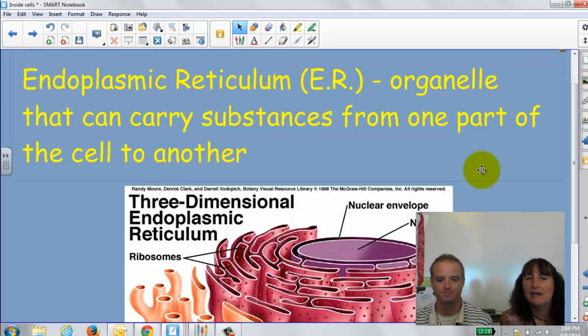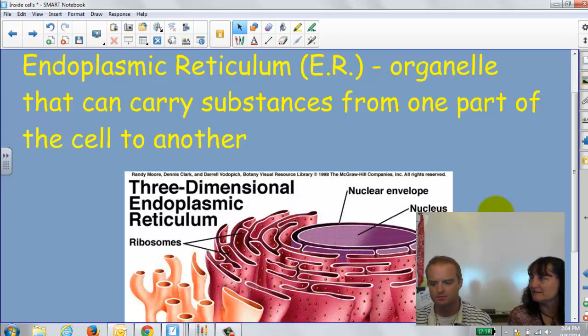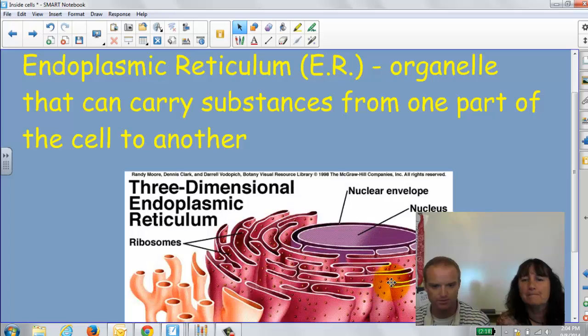Then we have the endoplasmic reticulum. We call it ER for short. That's an organelle that carries substances from one part of the cell to another part of the cell. Is that kind of like a highway maybe? Yeah, it's like the highway. It's a way to get things from one part of the cell to the other. I can see all the maze of passageways.